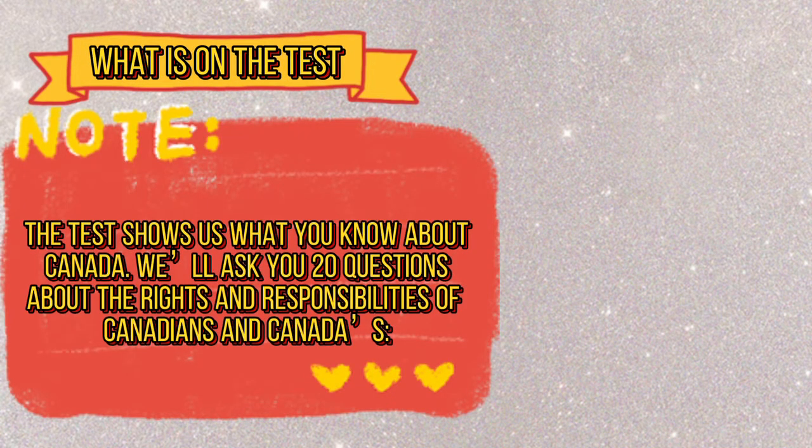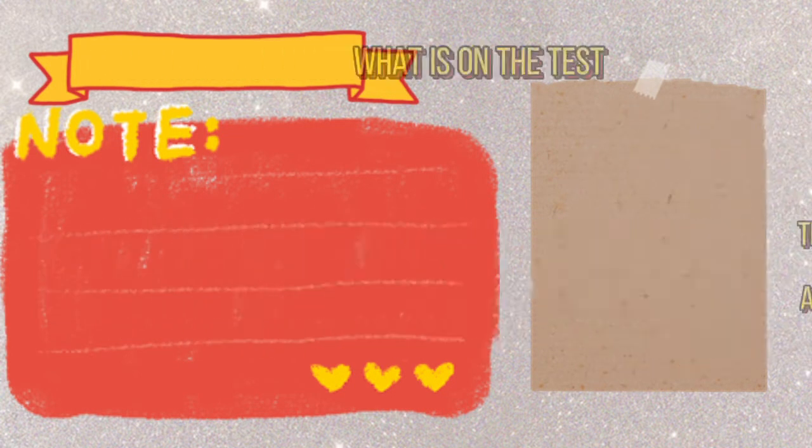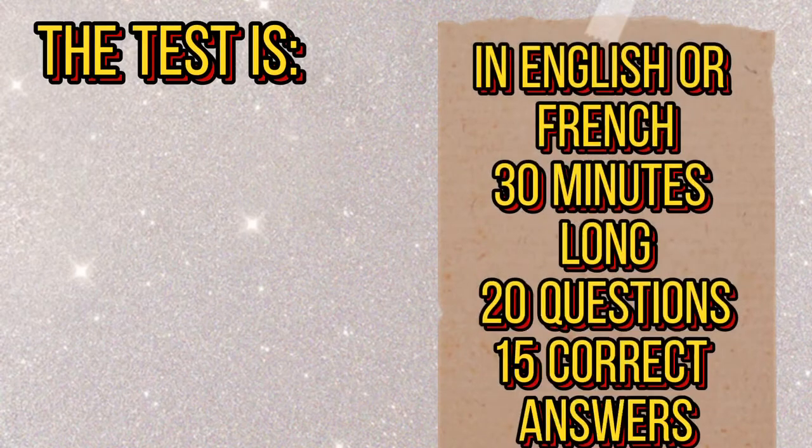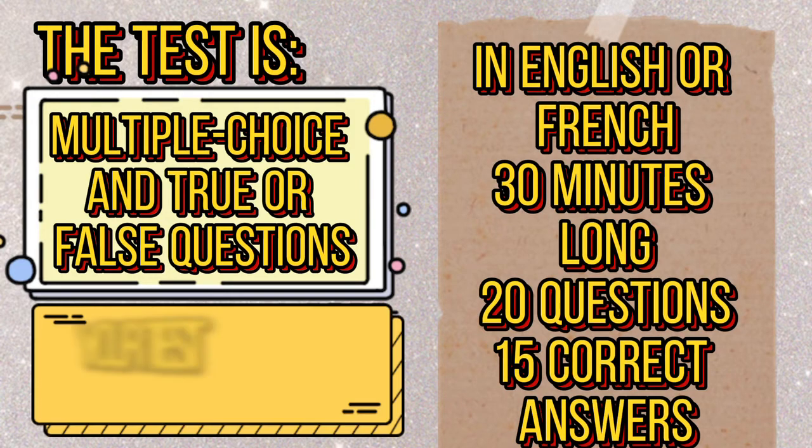You will need to answer questions about the rights and responsibilities of Canadians, and Canada's history, geography, economy, government, laws, symbols. The test is in English or French, 30 minutes long, 20 questions, and the pass mark is 15 correct answers. Multiple choice and true or false questions based on the official Citizenship Study Guide, Discover Canada. Usually written but maybe oral.